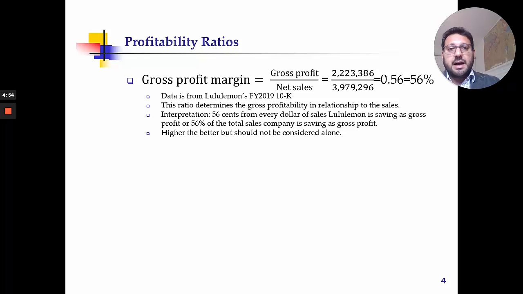But it should not be considered alone, because it also depends on that if you're keeping such a high margin from your sales, high margin under the head of the gross profit, so you are keeping much more profit after subtracting the cost of goods sold, might be you are basically doing less sales.